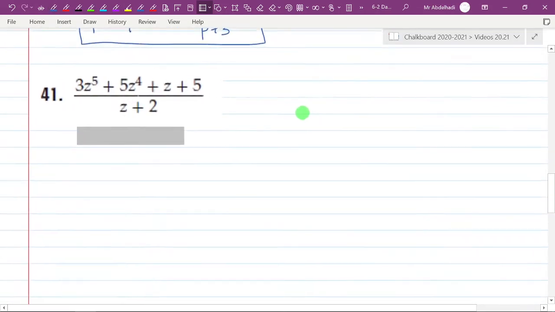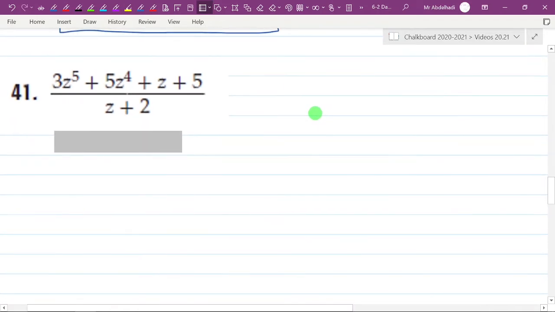One more for the rest of the situation here. All right, so we have 5 as our highest power, 4, but we don't have a 3. Notice that there's no third power, there's no second power even. There is a first power, and there is a nothing power. This is z to the nothing, right? So there's no z at all here. So we're missing some powers. So right away, we need to rewrite this immediately, because you can't do synthetic division or long division if you're missing powers.